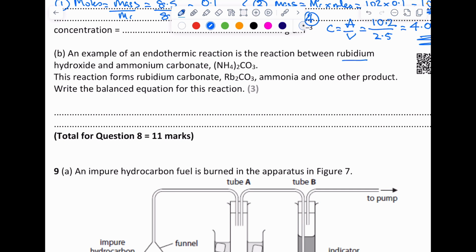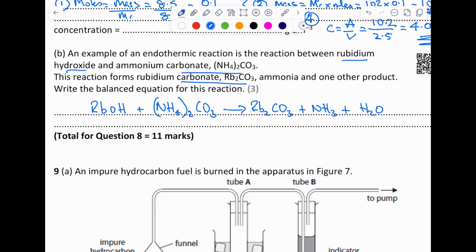Okay, let's make this equation work for us. So we have got a reaction between rubidium hydroxide and ammonium carbonate. So let's put rubidium hydroxide, which the formula is up above, and we're adding to it ammonium carbonate. And it tells us that forms rubidium carbonate, so RbCO3 with ammonia with one other product, which is going to be water, because we need to have more hydrogens and oxygens to make this work.